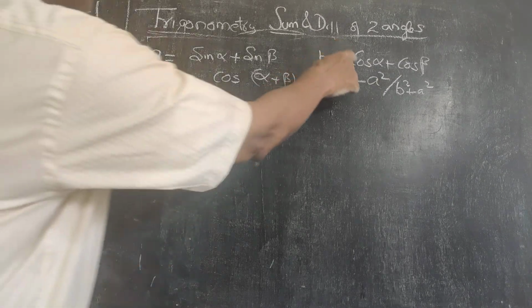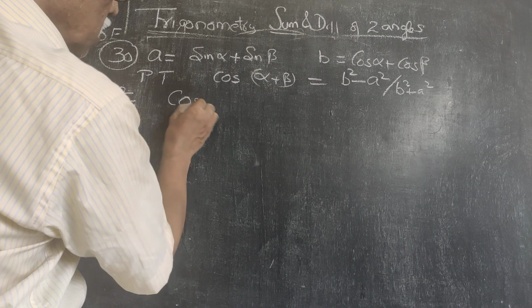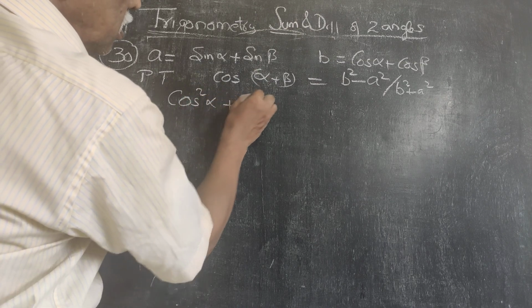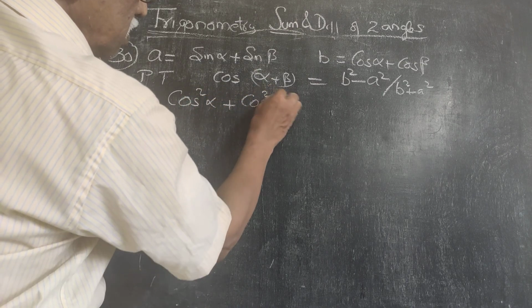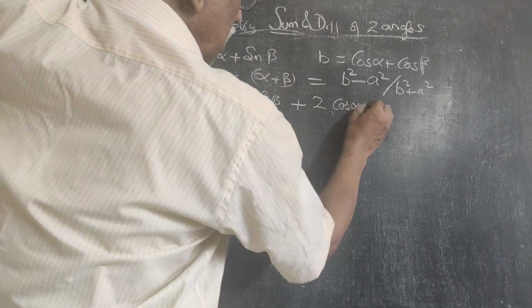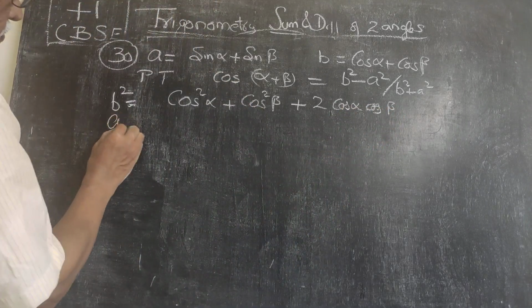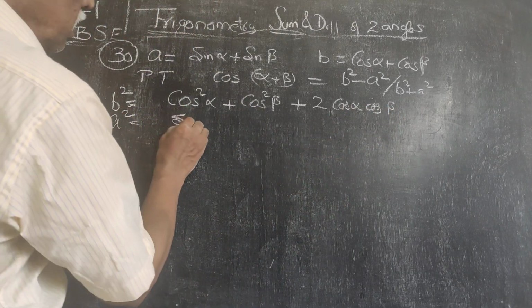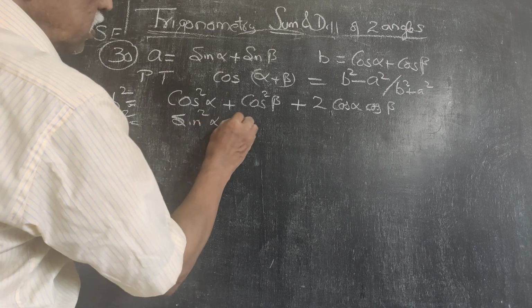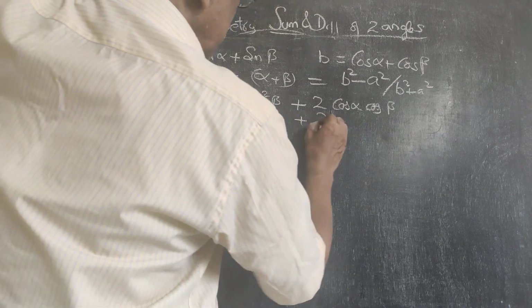B square is cos alpha plus cos beta the whole square. I am doing in the expansion itself. So it becomes cos square alpha plus cos square beta plus of course 2 times of cos alpha cos beta. What is a square? A square is similarly sin square alpha plus sin square beta plus 2 times of sin alpha sin beta.